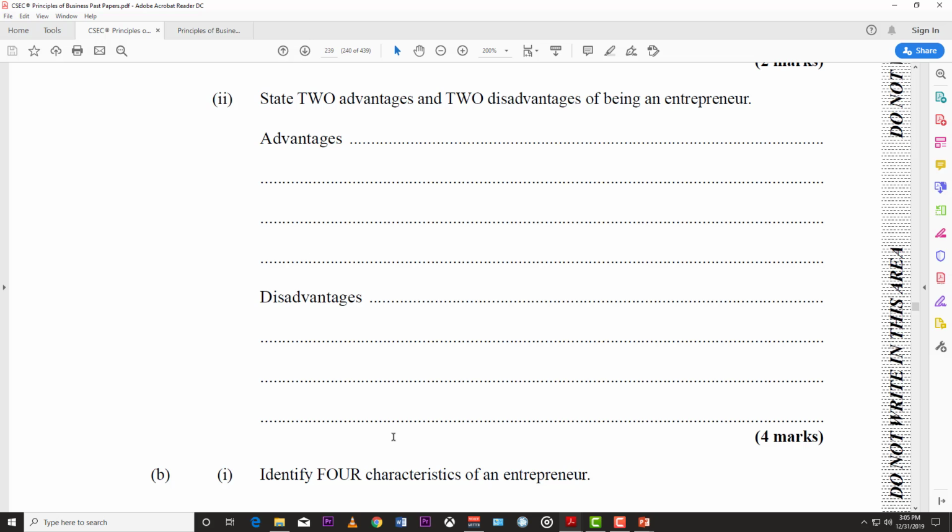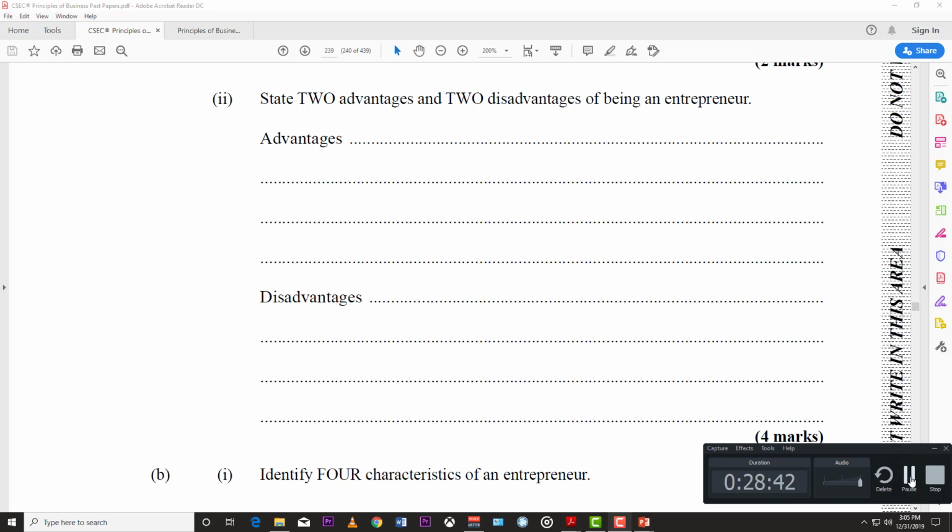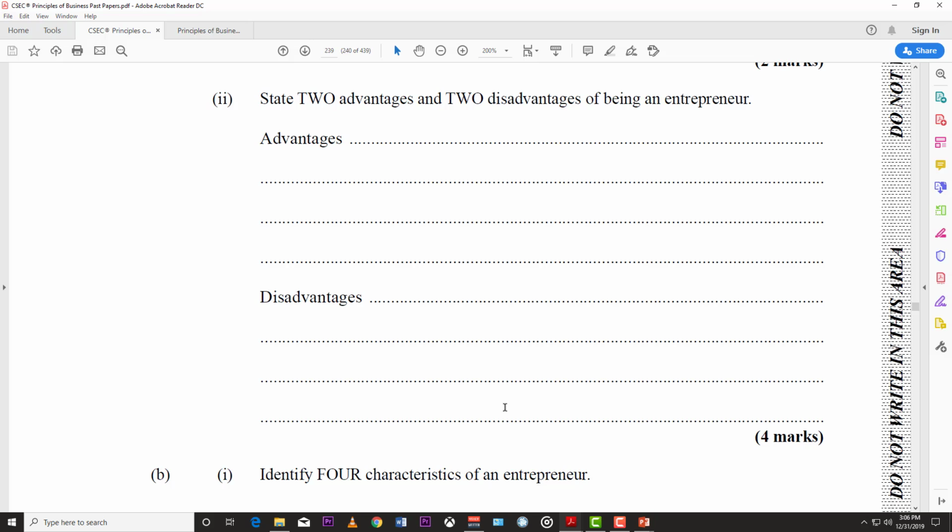Another advantage I can add is that when you're an entrepreneur, you're in charge of your work life. So you can, maybe to your detriment, go away when you want, close when you want, open when you want, do what you want. You're your own boss. So you have control of your work life. That's another advantage right there.